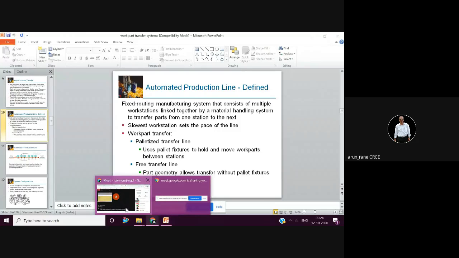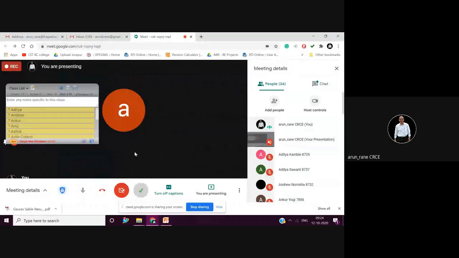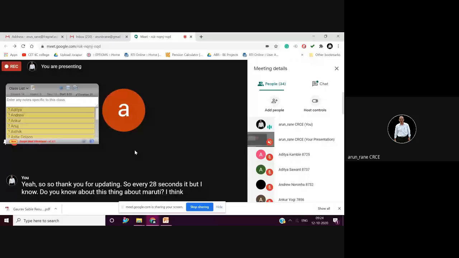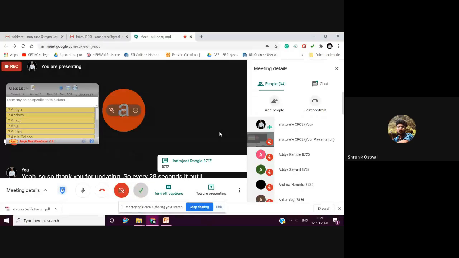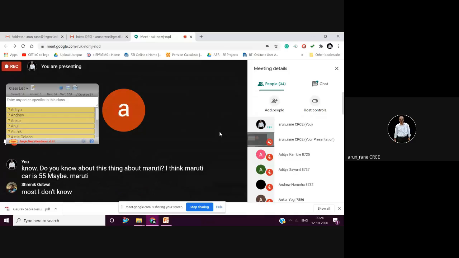Do you know about this thing about Maruti? I think the Maruti car is 55 maybe. No, sir, I don't know. I knew about Bajaj because it's in Aurangabad, so there are many industries supporting it.